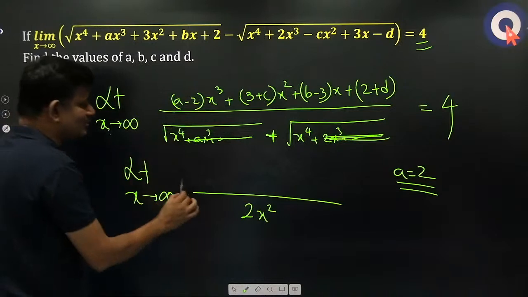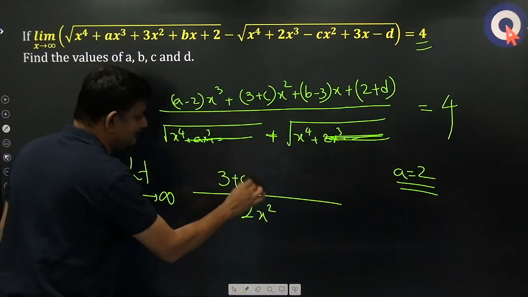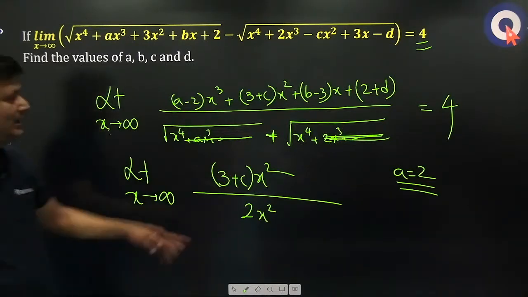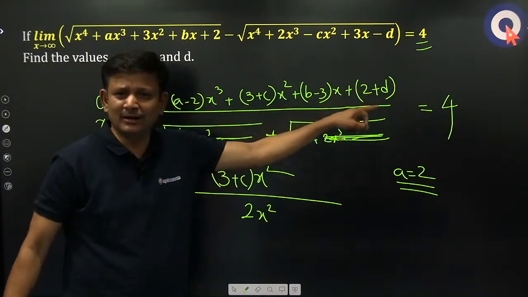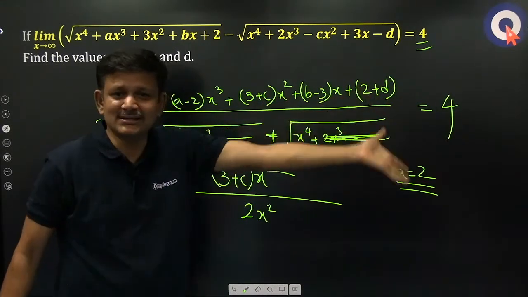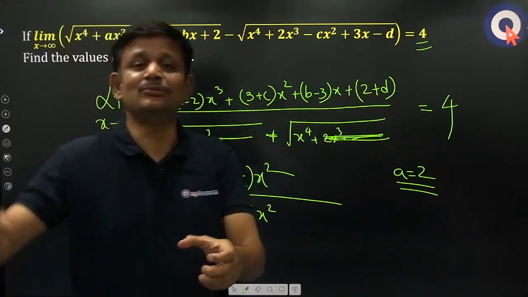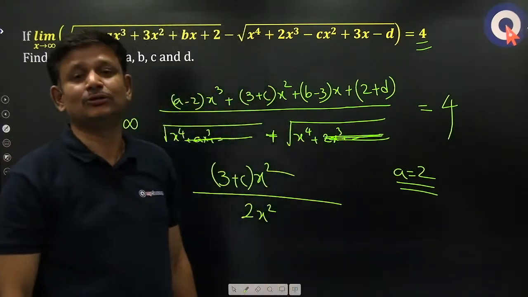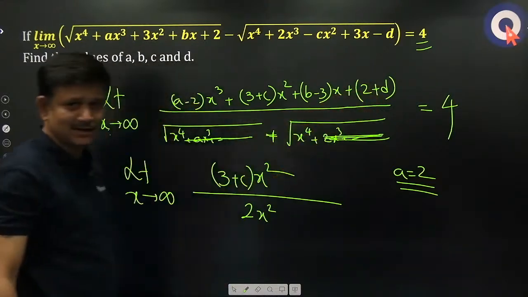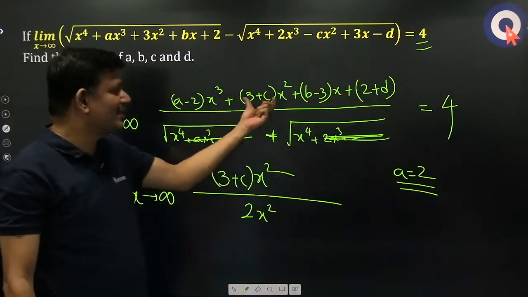Once the x cube term is not there, now our focus will be on 3 plus c x square. Do we need to write this? Not at all. As x square is there, x is insignificant, constant is insignificant. ऐसा है कि समुद्र में एक बाल्टी पानी जाके डाल दिया तो क्या होगा? कुछ नहीं होगा. So this x and constant are immaterial as long as x square is there.